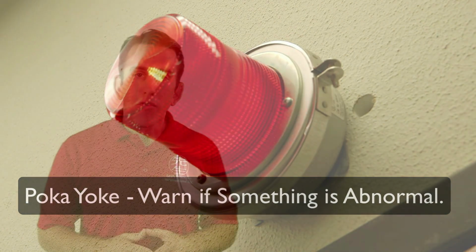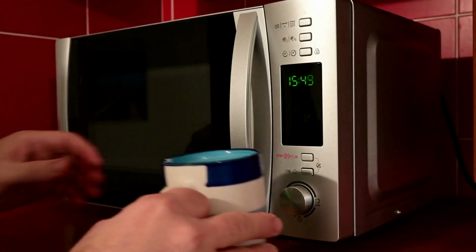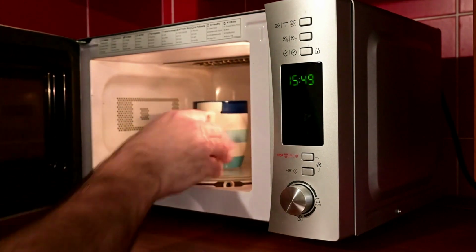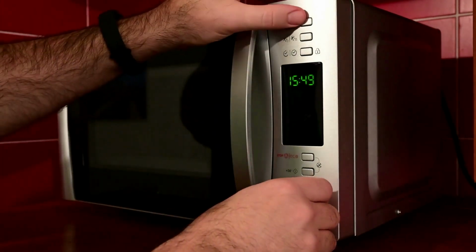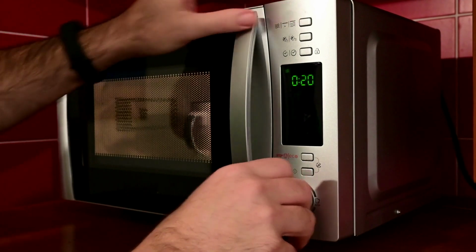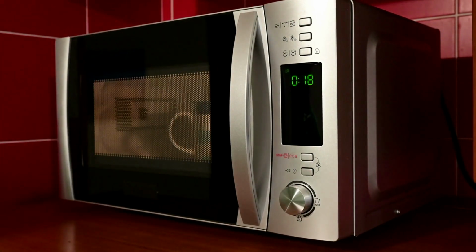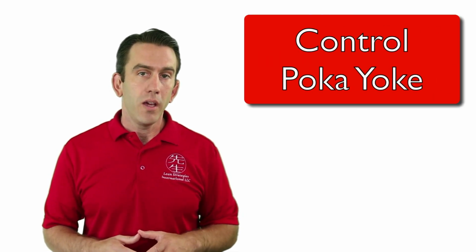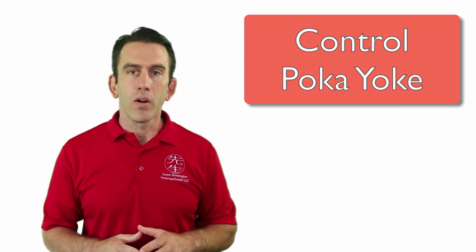Let's look at an everyday example. You may not realize it, but a microwave is a great example of a Poka Yoke at the source. The microwave will not turn on unless the door is completely closed and the start button is pushed. It could be very dangerous if the start button was pushed and the door was still open. This type of Poka Yoke is known as a control Poka Yoke, located at the source.